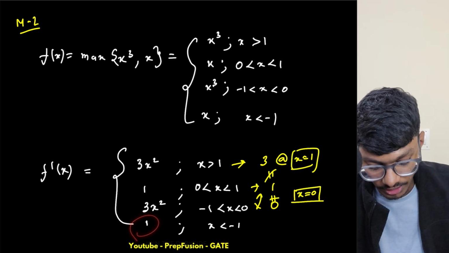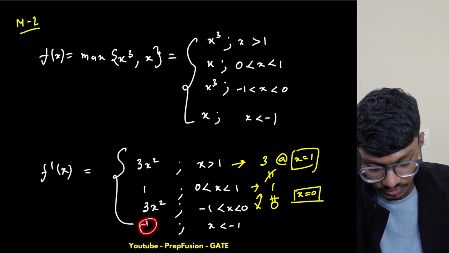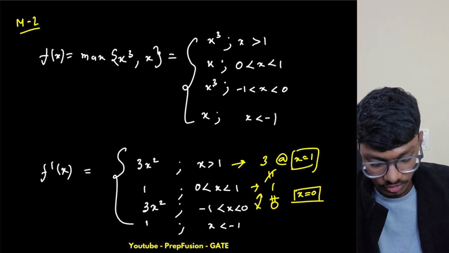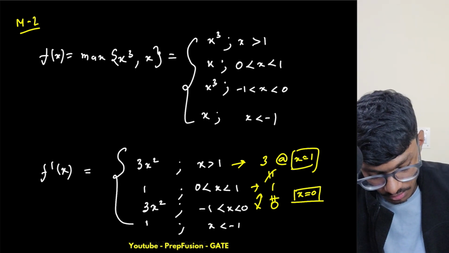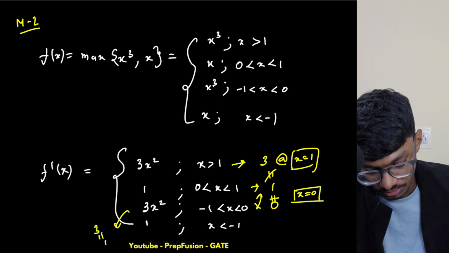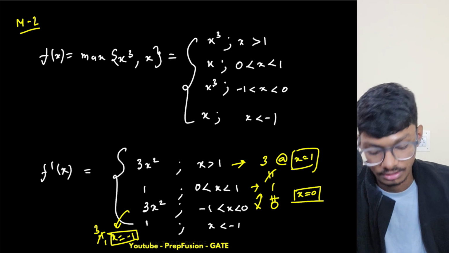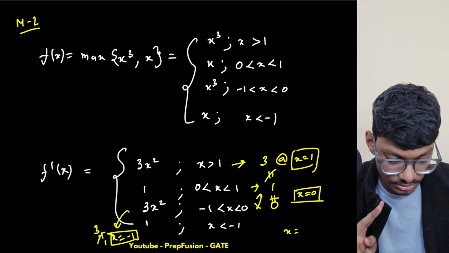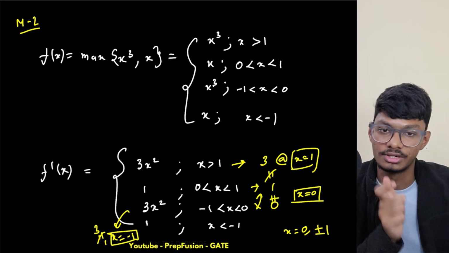Again you take this point x equal to minus 1, you put x equal to minus 1 here, you get 0, and you put x equal to minus 1 here, you get 3. So again this is telling me 3, okay, and this is telling me 1, so these two are again not equal, so x equals to minus 1 is also a point where my function isn't differentiable. So yeah, these are the 3 points, x equals to 0, plus minus 1, where my function isn't differentiable, okay.